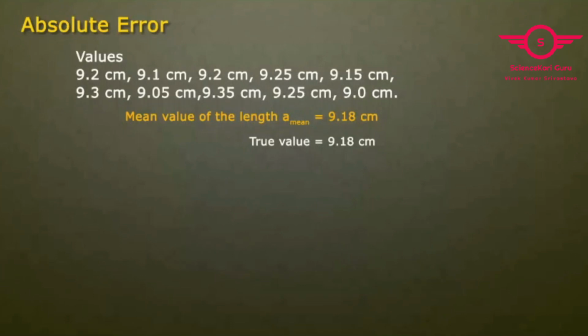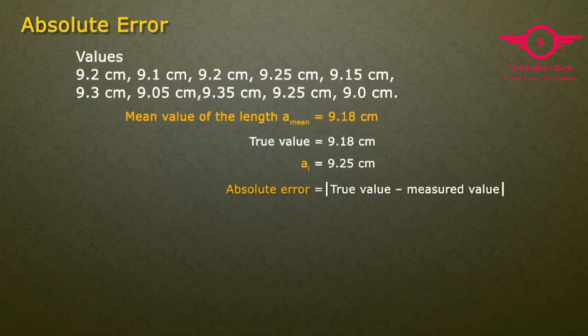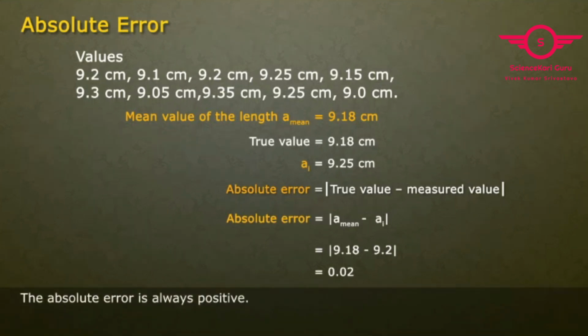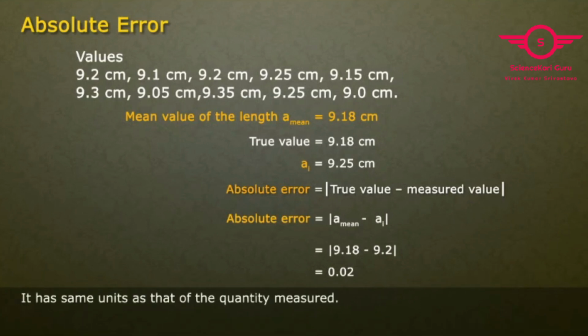Take one measured value equal to 9.25 centimeter. Absolute error is equal to modulus of true value minus measured value. Therefore, absolute error is equal to A mean minus A i, or delta A1 is equal to 9.18 minus 9.2, that is equal to 0.02. The absolute error is always positive. It has the same units as that of the quantity measured.